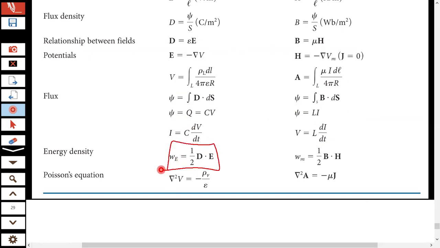Energy density in electric field is half D dot E vector, and energy density in magnetic field is half B dot H vector. Then Poisson's equation for electric field is del square V is minus rho V by epsilon. Poisson's equation for magnetic fields is del square vector A is equal to minus mu vector J. Here you can find rho V, the volume charge density, is the source of electric field, and here the current density is the source of magnetic field.